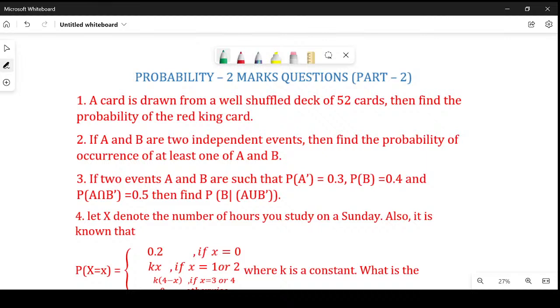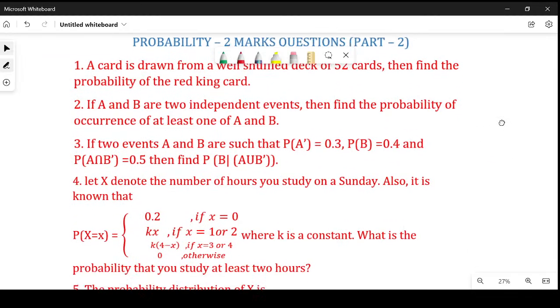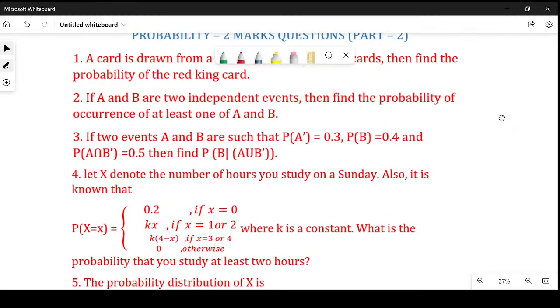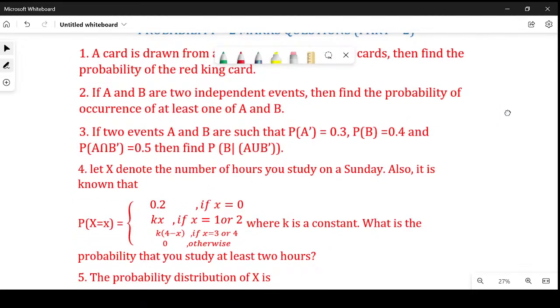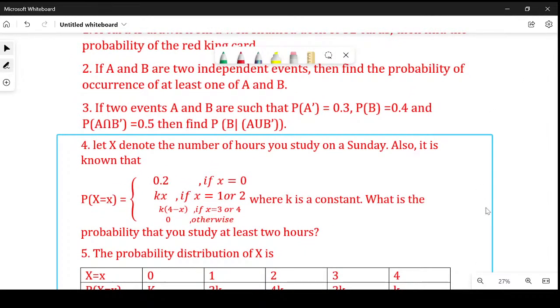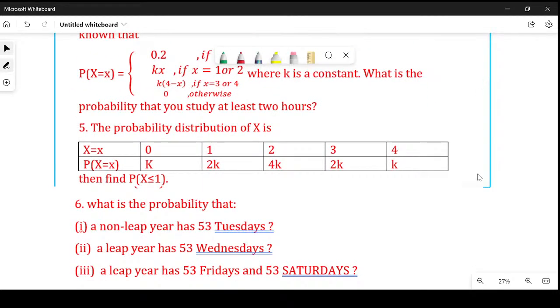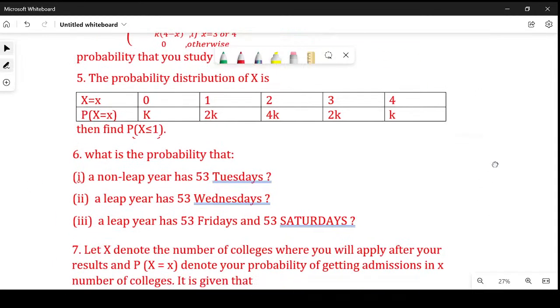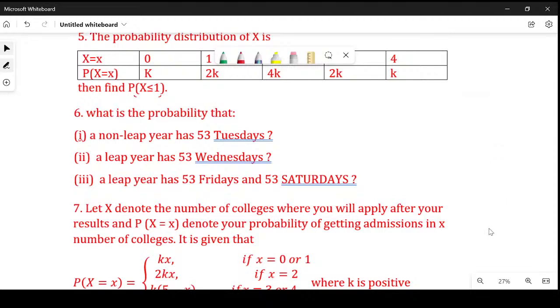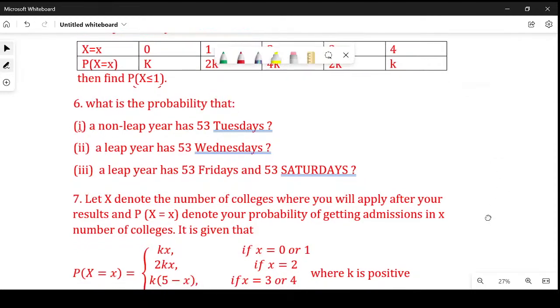You can see the questions that are given here. I will just show the questions first, and after that I will start to explain all of them. So these are the questions, all the possible important problems. Just go through this.